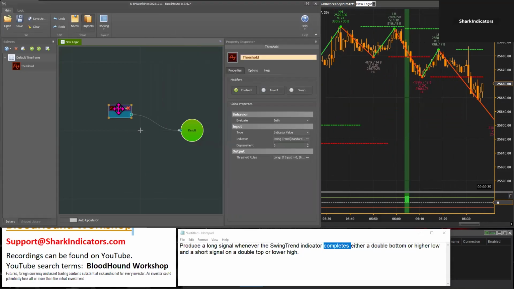Let's give this a name before we get going too far. This solver is looking at the swing trend indicator, and it's reading double bottoms for longs and double tops for shorts. Now, the way that we know a swing point's locked in is the zigzag line is no longer going down, it's actually going up afterwards. So obviously you have to wait for price to actually reverse directions, and then that point gets locked in. So we're going to need another one of these solvers.